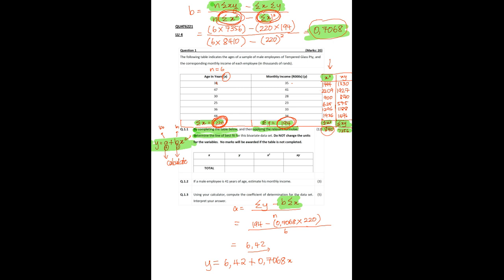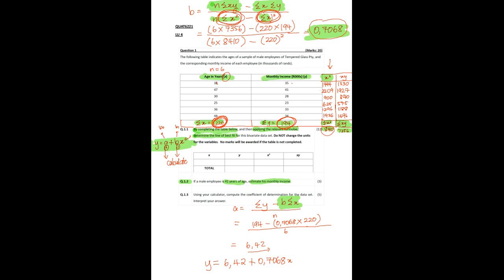Okay, so let's look at the next question, 1.2. Here they say that if a male employee is 41 years of age, estimate what his monthly income would be. You would have had to do question one first in order to answer this. From the information in the initial table, we already know that the X variable is the age and the Y variable is the monthly income.